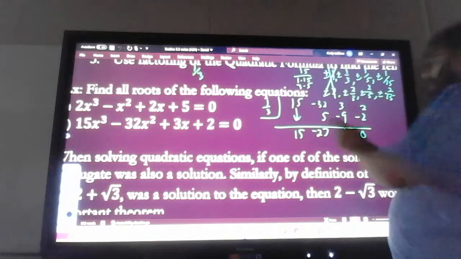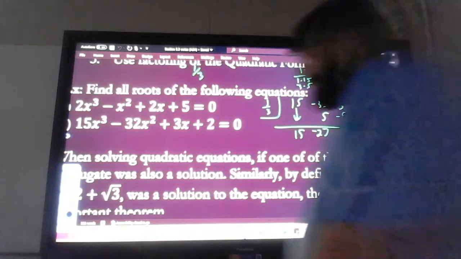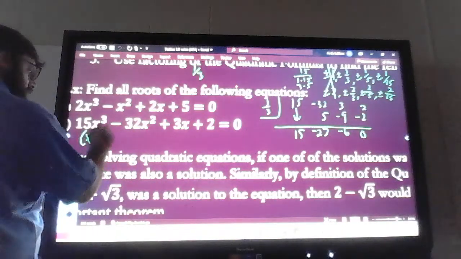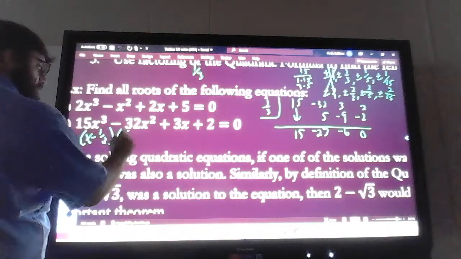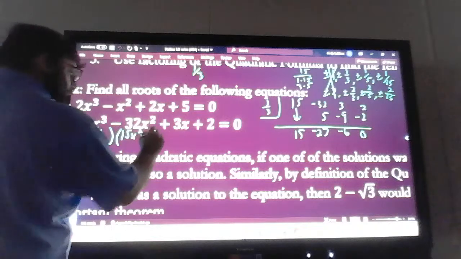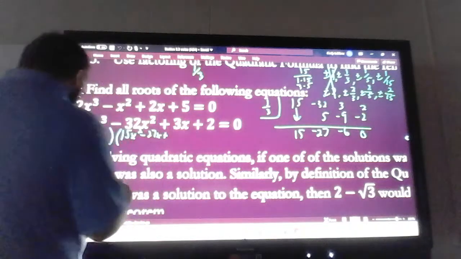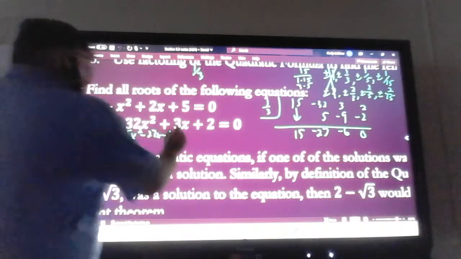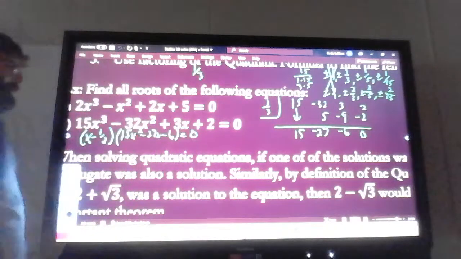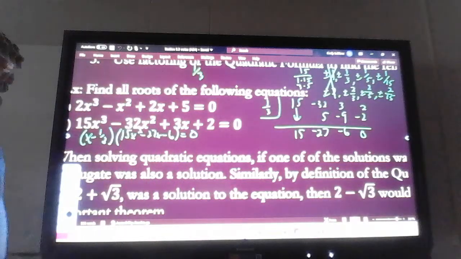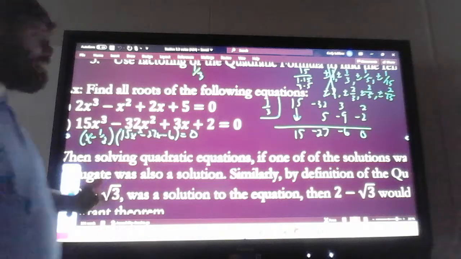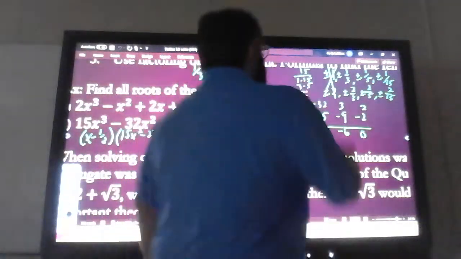So there's my next group of factors, all right? So x minus 1/3 is a factor. Also, 15x squared minus 27x minus 6 is also a factor. And now I just need to use the quadratic formula on that to find my other two roots.